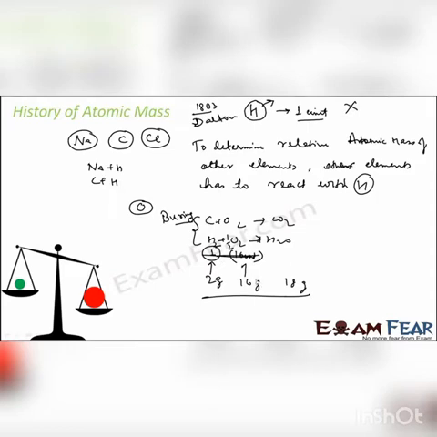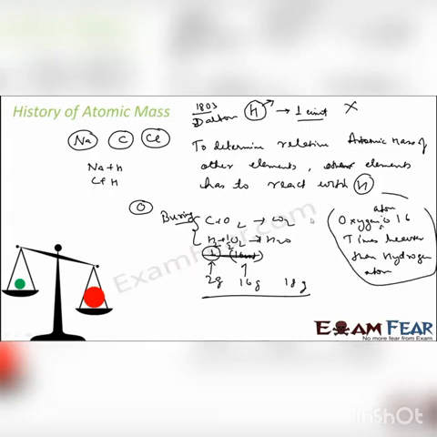So with this it was concluded that the oxygen atom is 16 times heavier than the hydrogen atom. Because it is actually 1 and 2, that's how they react. And since oxygen reacts with other substances, oxygen has to be taken as the base.